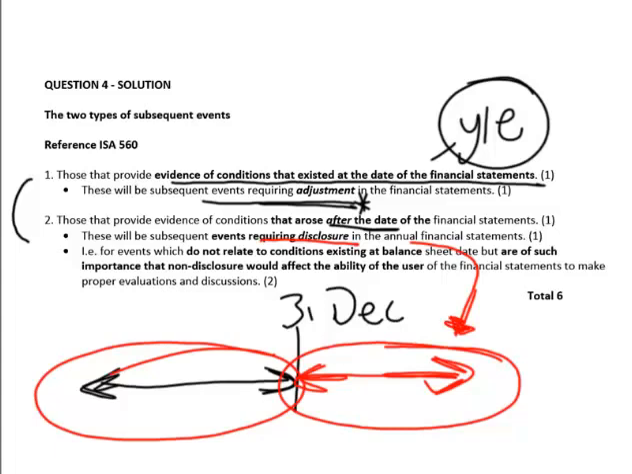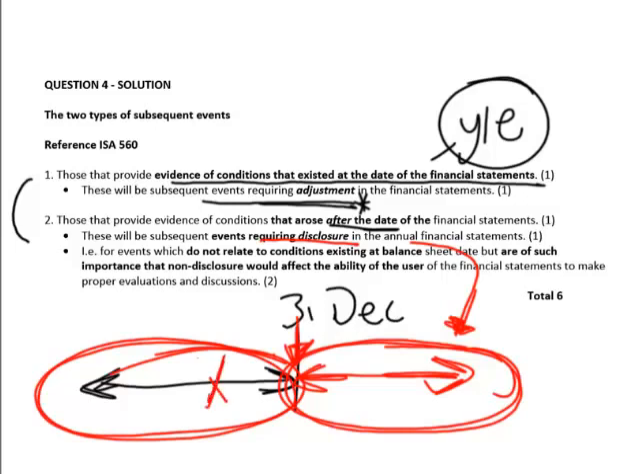So it says, for events which do not relate to conditions existing at balance sheet date, but are of such importance that non-disclosure would affect the ability of the user of financial statements to make proper evaluations and decisions. So it means if anything took place after year end and we don't disclose it, it's going to affect those decisions of users. But anything that takes place at year end, we need to adjust because it actually affects our numbers, and those are the numbers that we report on. Okay, so we just needed to explain the fact that there's adjusting and non-adjusting, and how we treat those. Theory question straight out of ISA 560.